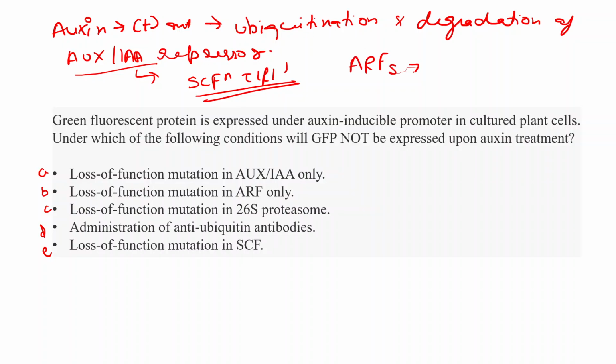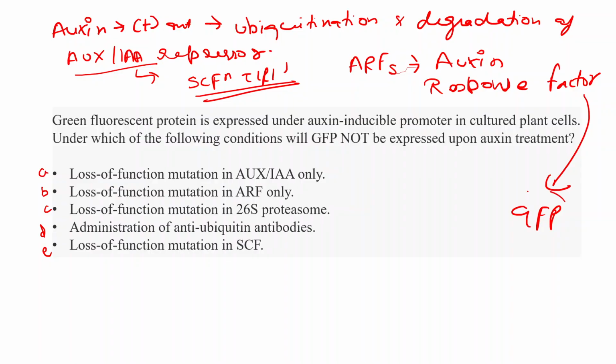And once this AuxIAA repressor is degraded, the ARFs, which are known as auxin response factors, are free to activate the auxin inducible gene. For example, GFP in this case. So now the question is, under which of the following conditions is GFP not going to be expressed? Not expressed. This is important.